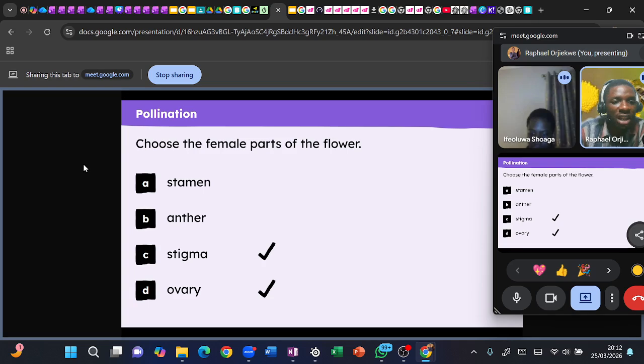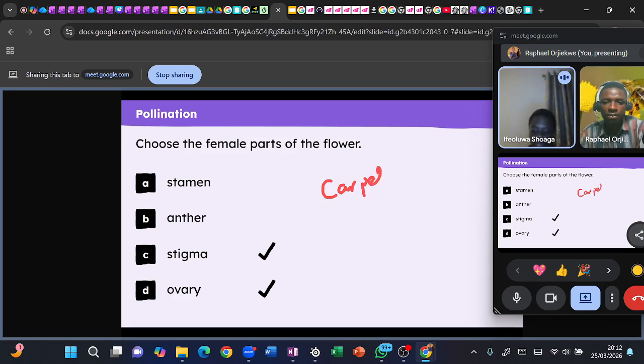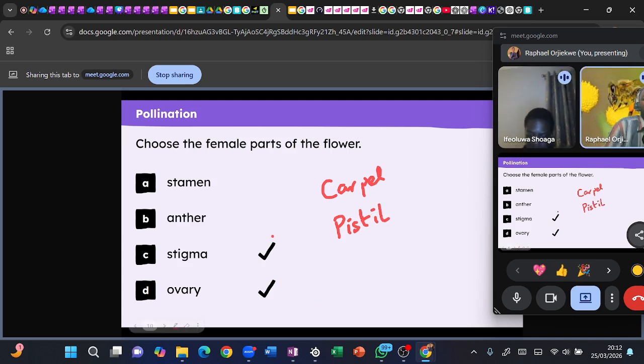The female part of the flower can also be known as the carpel or the pistil, while the male part can be known as the stamen, which is the anther and the filament combined together. I hope you got that.